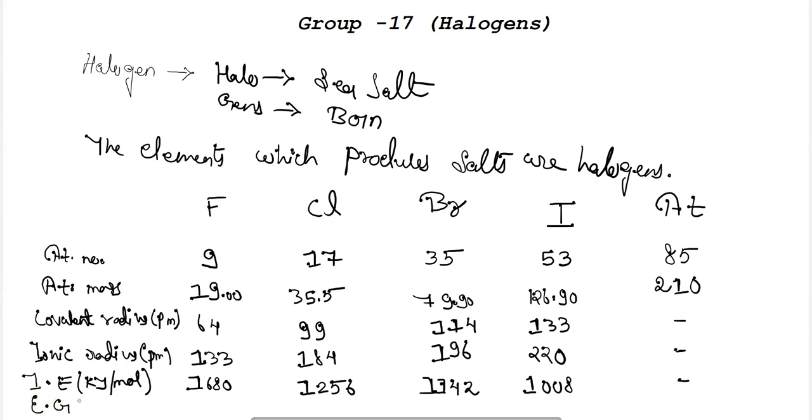Next is the electron gain enthalpy. It is also considered in kilojoule per mole. Here you will see that the electron gain enthalpy for fluorine and chlorine is negative, that is minus 333 and minus 349. Next, for bromine it is minus 325, and for iodine it is minus 296.